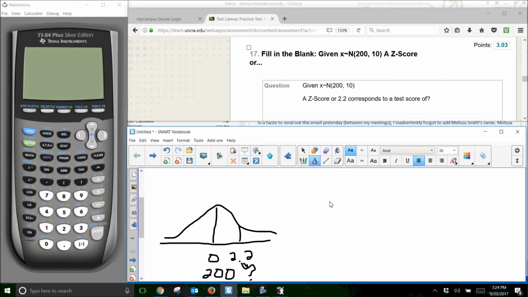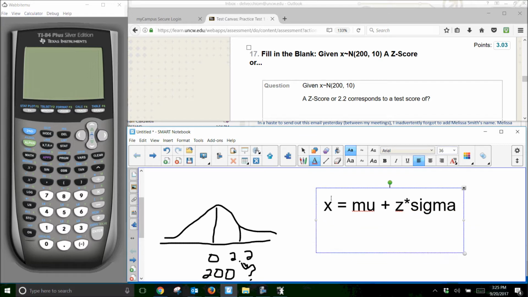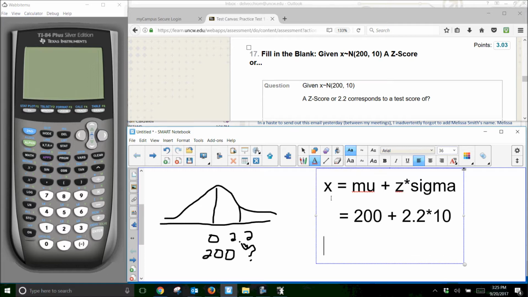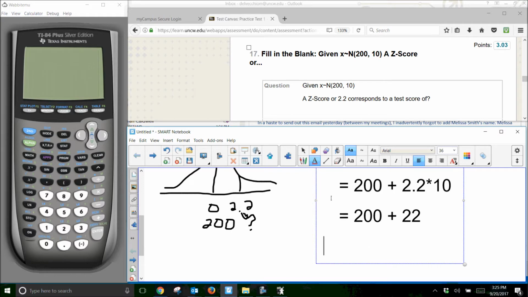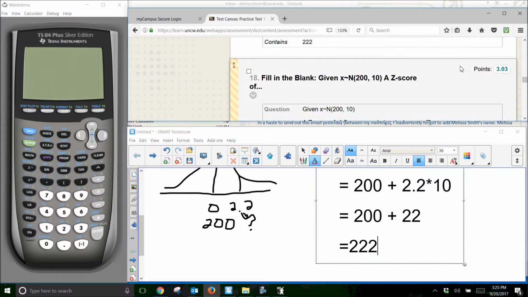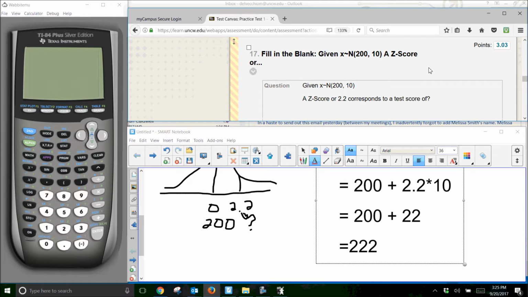So we do have a formula here. We have x equals mu plus z times sigma. So here mu is 200 plus 2.2 times 10, which of course is then going to be equal to 200 plus 22, which is equal to 222. So we can see that that matches up with our answer on the practice test.